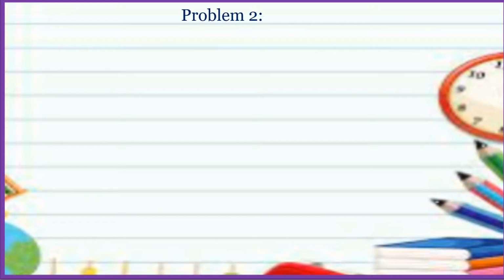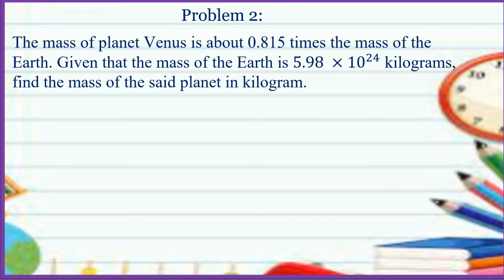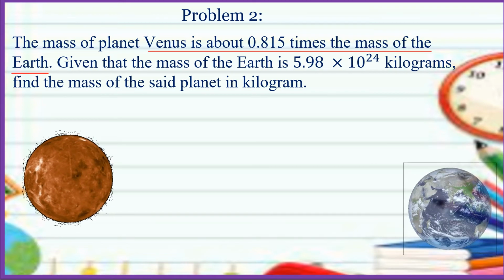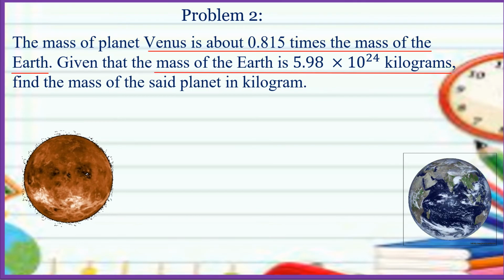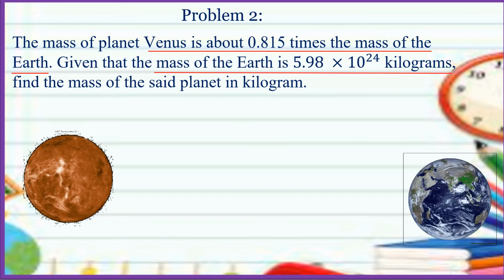Now let us have problem number 2. Let us read all together the problem. The mass of planet Venus is about 0.815 times the mass of the Earth. Given that the mass of the Earth is 5.98 times 10 to the 24th kilograms, find the mass of the said planet in kilograms. First, we are going to identify the given. Planet Venus is about 0.815 times the mass of the Earth, and the mass of the Earth is 5.98 times 10 to the 24th kilograms.